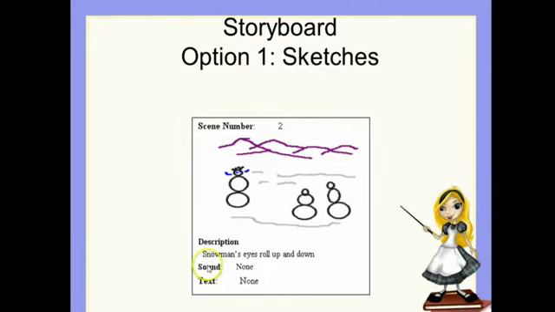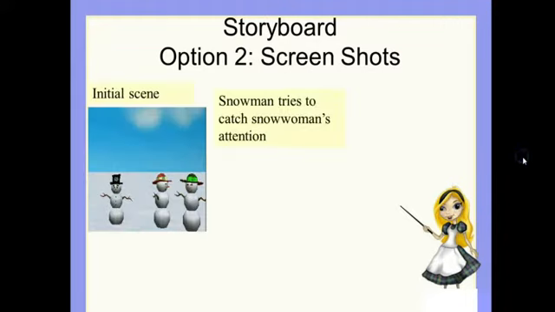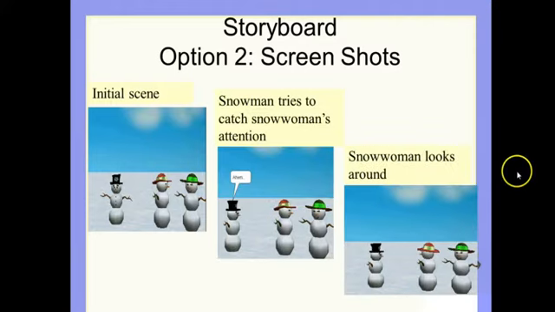So here you can see that they have drawn a description where his eyes are going to roll up and down, and you don't have to worry about sound and text. Or again, you can just write that out. Another way is you can make some screenshots, and it's pretty easy and fun to do with Alice. I'll show you the button to push for that in a second. So here's your initial scene, and here's where he's trying to catch it, and this is where she turns.